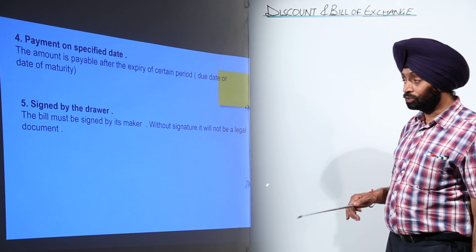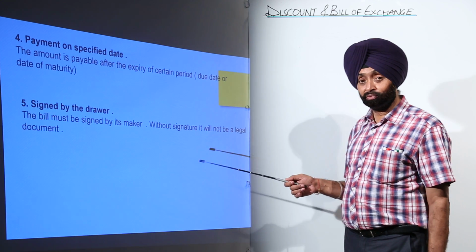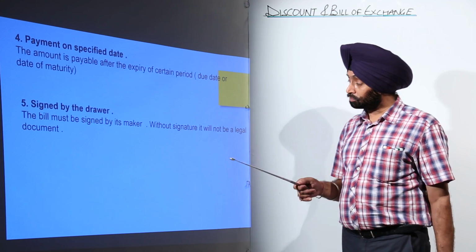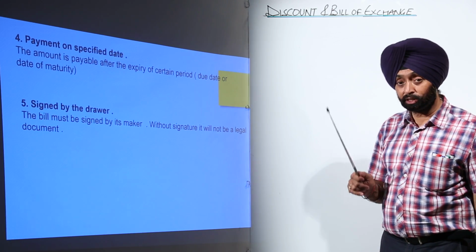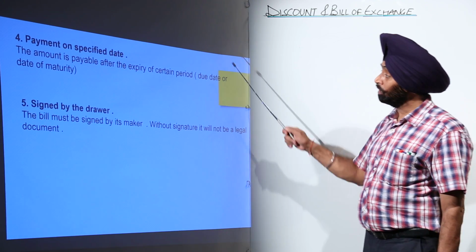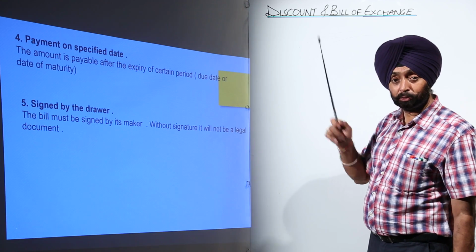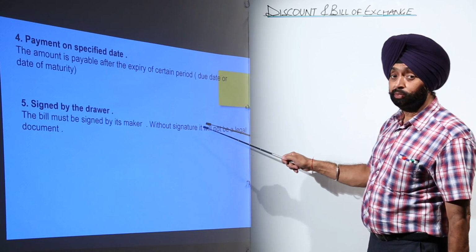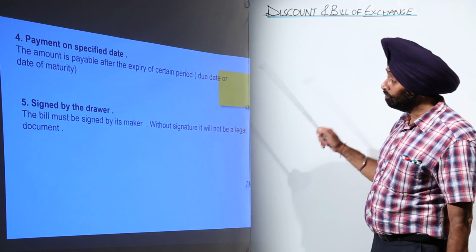Now what are the conditions? It is the 5th one. Number 1, it should be in writing. An unconditional order, it should be in the demand. The payment amount should be mentioned on the bill of exchange. The date of the payment should be specified on the bill of exchange. It should be properly signed.